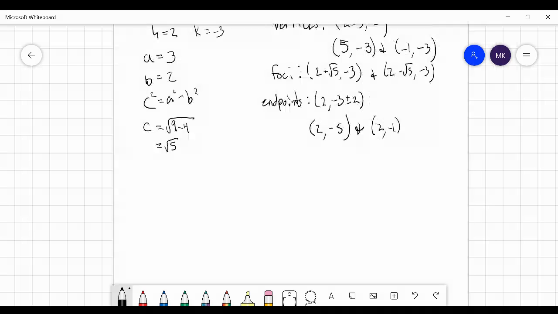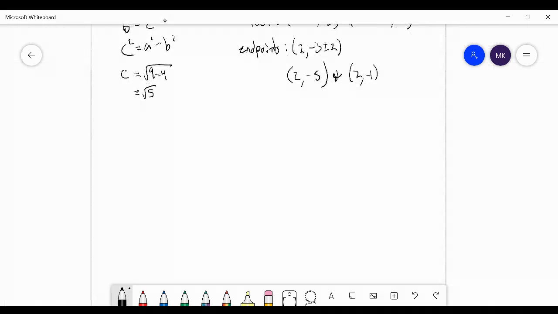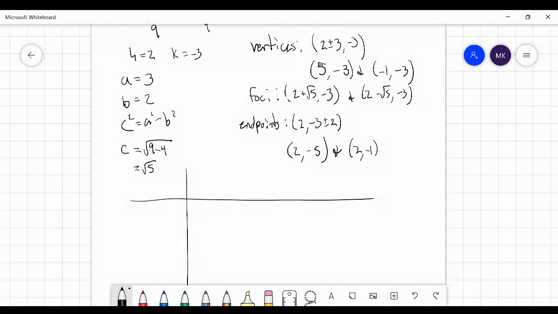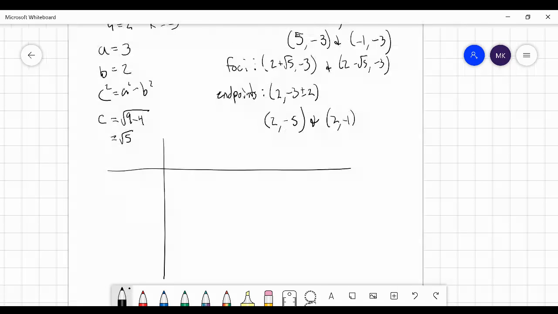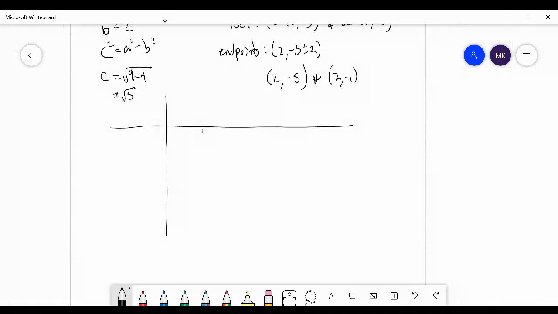Now to get a nice sketch. So our center, remember, is at the point 2, negative 3. So that's roughly about here. Okay.